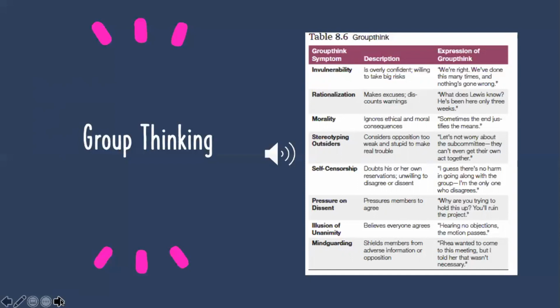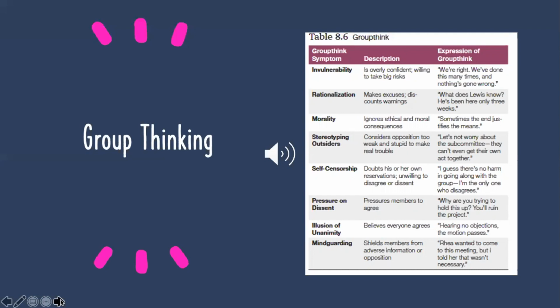Yeah, so these descriptions, when we are in this group environment and we see the situation, those individuals might be overly confident, willing to take these big risks. Additionally, making excuses, discounting warnings and things that people have said maybe we should or shouldn't. Well, we need to make sure that we are aware of these excuses that are being made, ignores ethical and moral consequences, considers opposition too weak and stupid to make real trouble. That's hard.